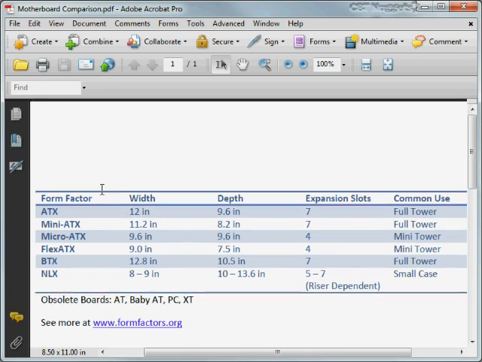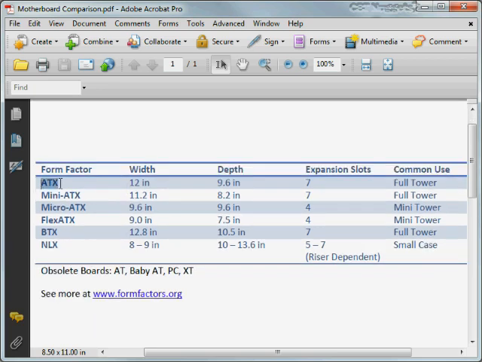So we'll take a look at these. First of all, the most commonly used one is going to be ATX. You're still going to see that probably for a long time to come. The form factor of this is going to be 12 inches wide by 9.6 inches deep. So it's a 12 by 9.6. The expansion slots that it can accept are up to 7 expansion slots, and it's normally going to be used for a full tower connection.